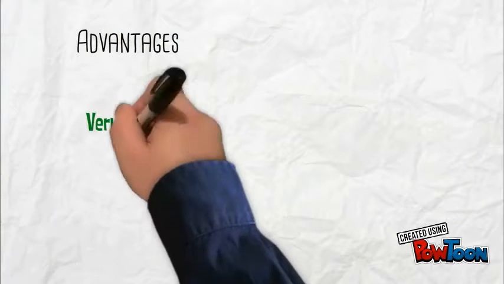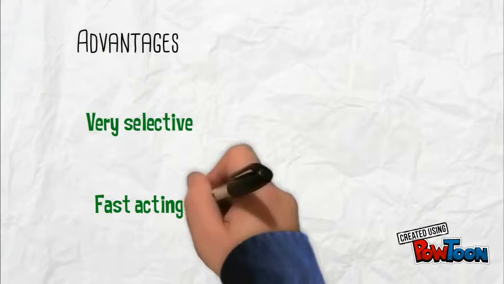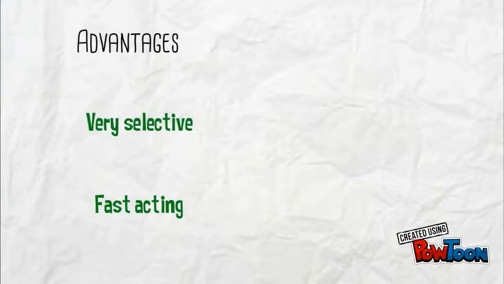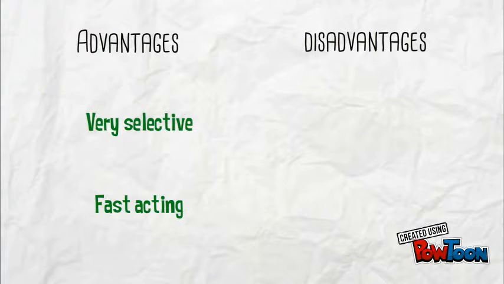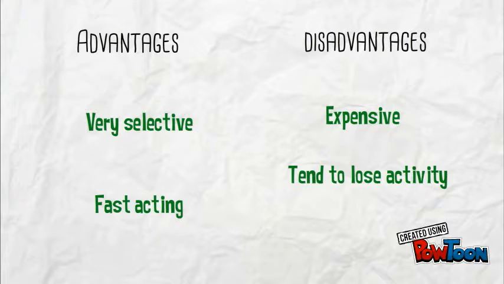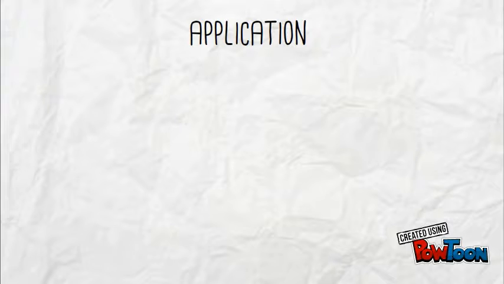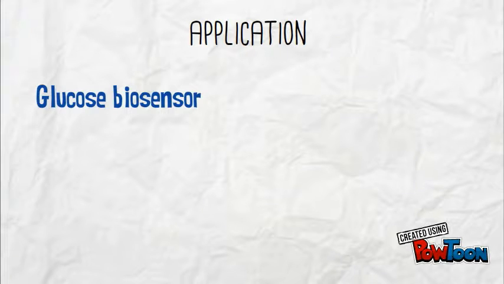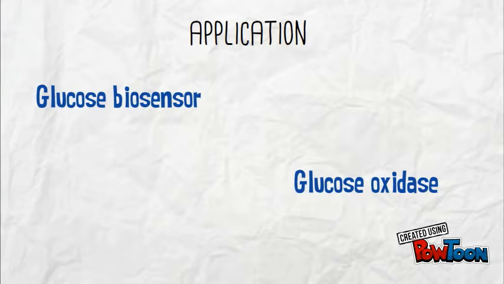Enzyme is highly selective and fast-acting, which can contribute to fast response in biosensor. However, the use of enzyme is expensive as the enzyme needs to be extracted and purified, which indicates high cost. Besides, the enzyme may lose its activity and denature in high temperature. One of the well-known biosensors using enzyme as bioreceptor is glucose biosensor using enzyme glucose oxidase.